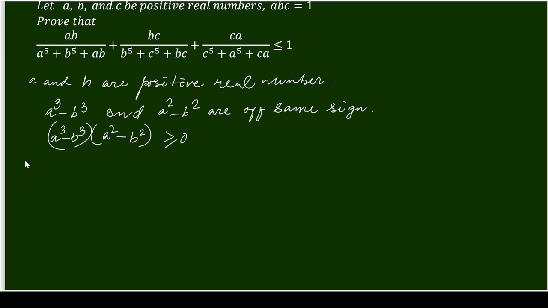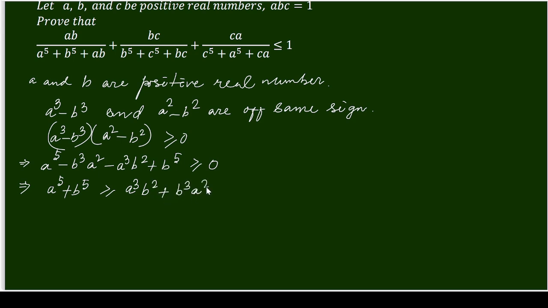So if I take the product, it will be A power 5 minus B cubed A square minus A cubed B square plus B power 5 is greater than or equal to 0, or A power 5 plus B power 5 is greater than or equal to A cubed B square plus B cubed A square, or A to the power 5 plus B to the power 5 is greater than or equal to, taking A square B square common, A square B square into A plus B.